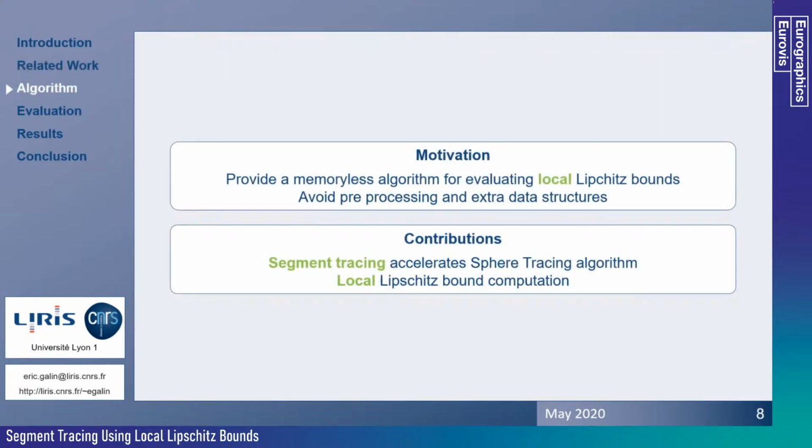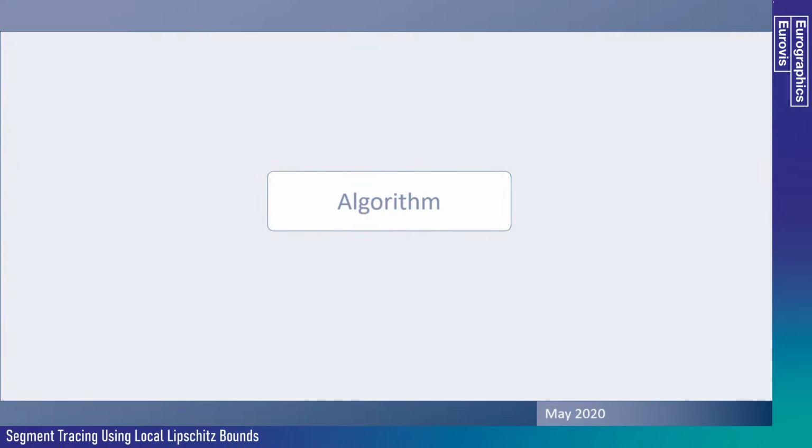The motivation of this work is to provide a memory inexpensive algorithm for evaluating local Lipschitz bounds on the fly. Our approach takes advantage of the hierarchical and procedural definition of the implicit surface. We evaluate the Lipschitz bound locally at every step of the marching process over a candidate step segment. Our method yields tighter Lipschitz bounds, which in turn allows for longer steps and significantly reduces the number of iterations. So let's have a look at the algorithm.